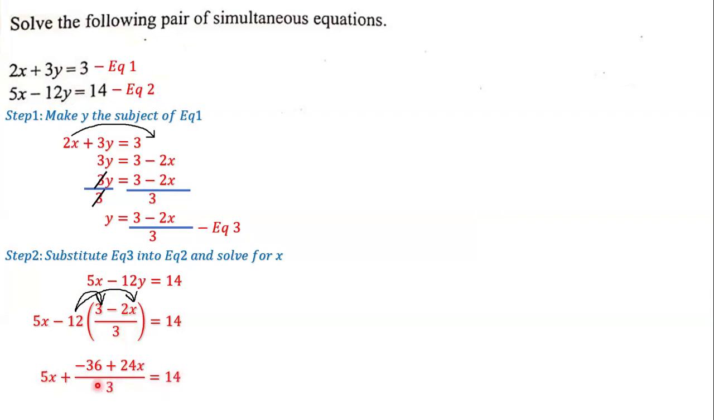Now notice here we have a linear equation, but we have 3 at the bottom. So we need to eliminate this denominator, and in order to do that, we multiply each term of this equation by 3. We say 3 times 5x, 3 times this fraction, and 3 times 14. That's why we multiply each term in the equation by 3: if we multiply this fraction by 3, this 3 cancels with this 3, and we no longer have the denominator 3 at the bottom.